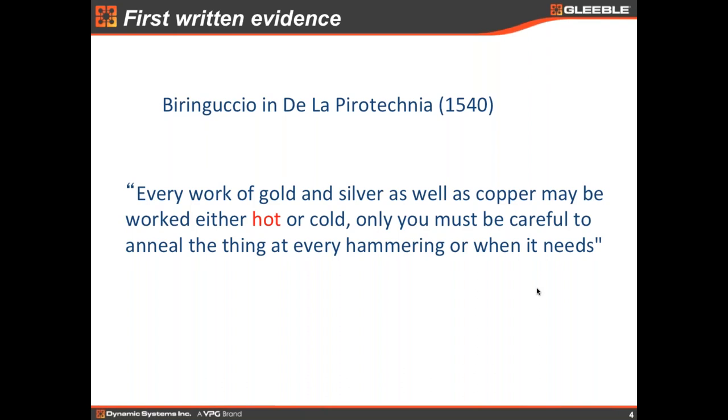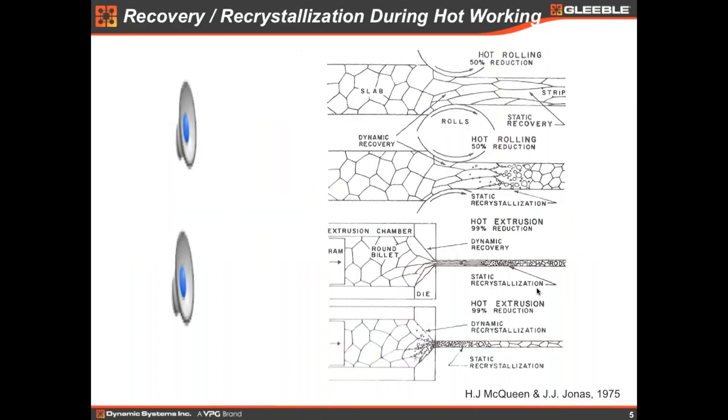So this knowledge was available for sure for more than 500 years ago. Yeah. And this is just to summarize, four cases of hot rolling and hot extrusion. Hot rolling is, let's say, a medium level of deformation, and hot extrusion is a high level of deformation.